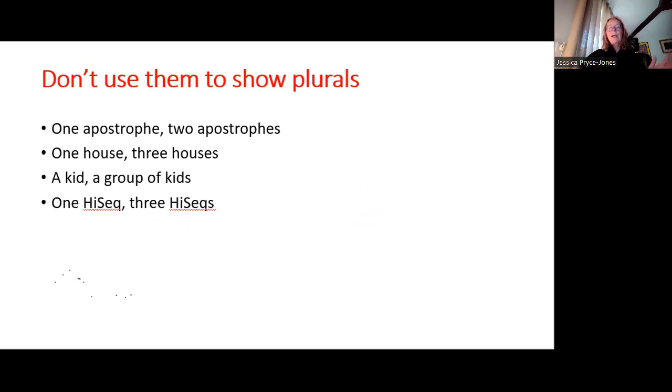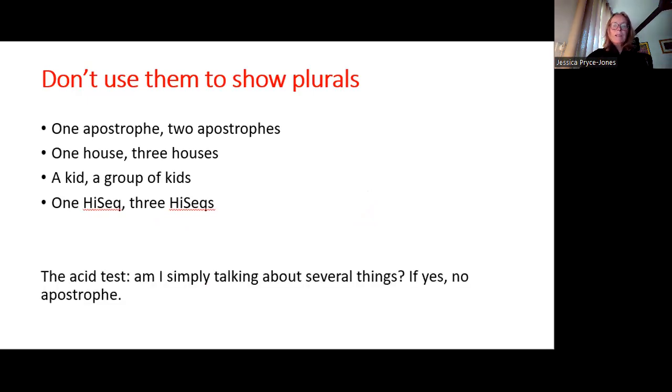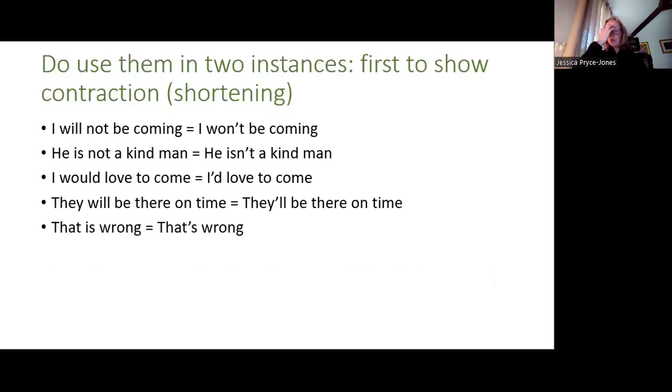One house, many houses, lots of houses. A kid, one kid, a group of kids. So just because you've got several of them, you don't need an apostrophe. That's the acid test. And here you go. Am I talking about several things down here? If yes, no apostrophe. So what you do instead is you use an apostrophe in two instances. The first one is to show shortening, and the second one is to show possession.